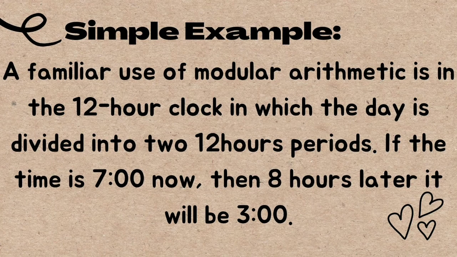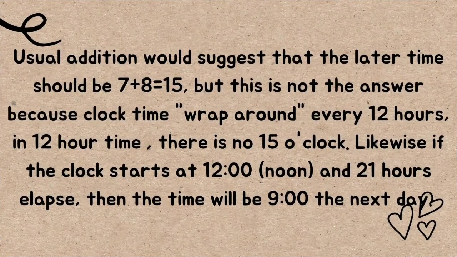A familiar use of modular arithmetic is the 12-hour clock, in which the day is divided into two 12-hour periods. If the time is 7 o'clock now, then 8 hours later it will be 3 o'clock. Usual addition would suggest that the later time should be 7 plus 8 equals 15, but this is not the answer because clock time wraps around every 12 hours. In 12-hour time, there is no 15 o'clock.